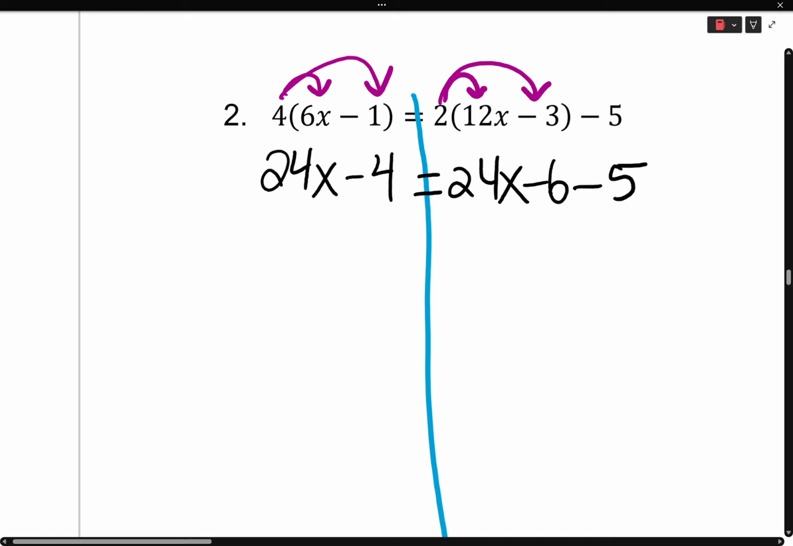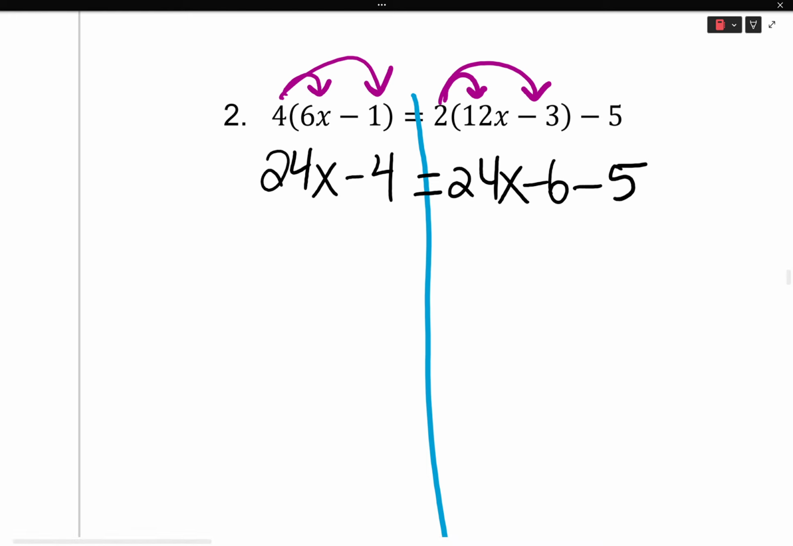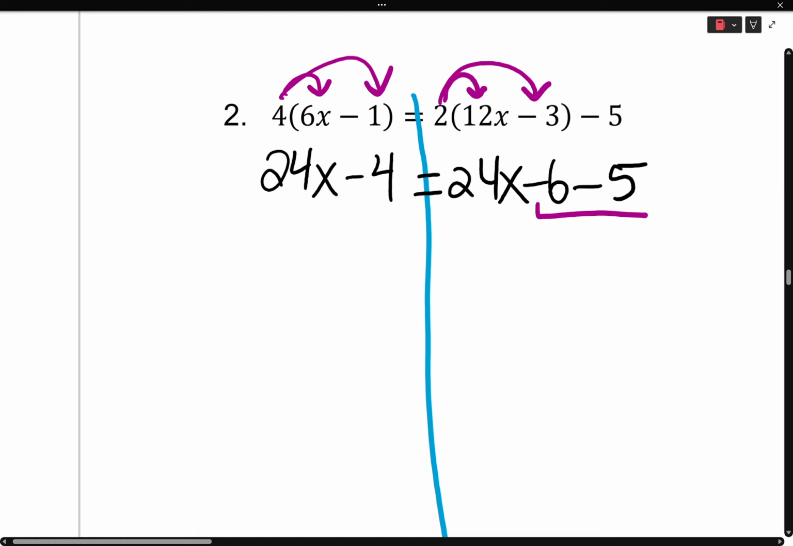Now, on the right side, I noticed that there's 2 regular numbers, negative 6 and minus 5. So I'm going to combine these like terms. 24x minus 4 stays on the left. The 24x doesn't change on the right, but negative 6 minus 5 is negative 11.